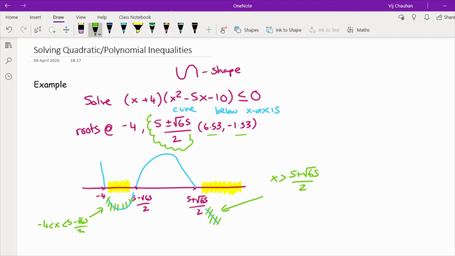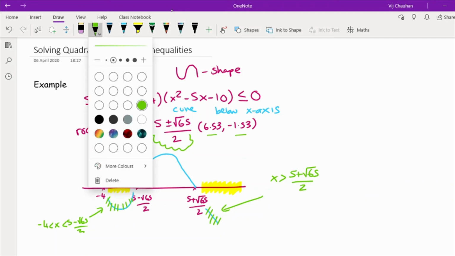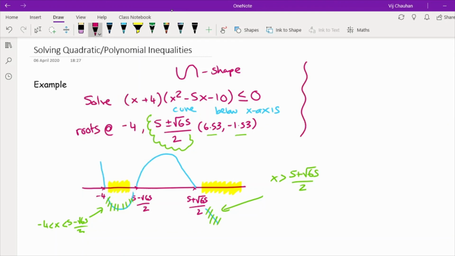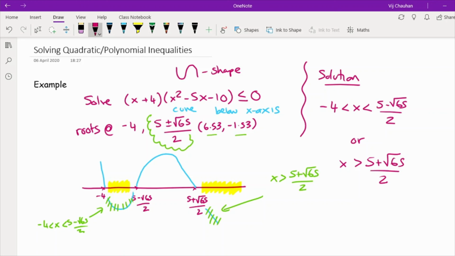So just to go over this again, the answer you should write for this particular question would be, the solution is going to be where x is inclusive of minus 4 and 5 minus root 65 over 2, or where x is greater than 5 plus root 65 over 2.